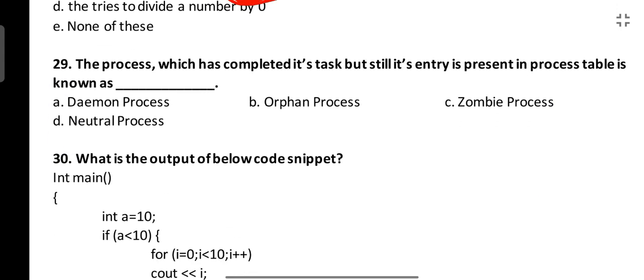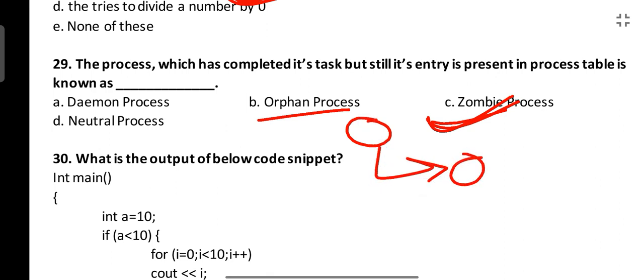Next is, the process which has completed its task but still its entry is present in the process table is known as zombie process. Since the process is completed but its entry is present in the process table. What is orphan process? Suppose there is one process which has one child process. The parent process is completed but the child process is still running. That is known as orphan process. And what is daemon process? Daemon process is the process which starts when the computer starts and ends when the computer ends. Means no user can control or terminate this process. It will automatically run. That process is known as daemon process.